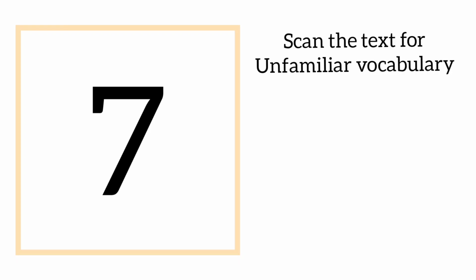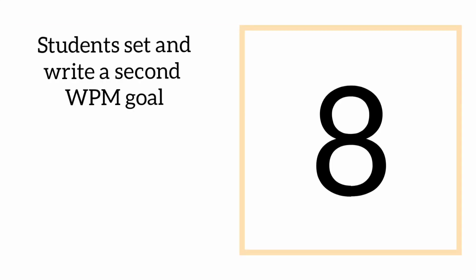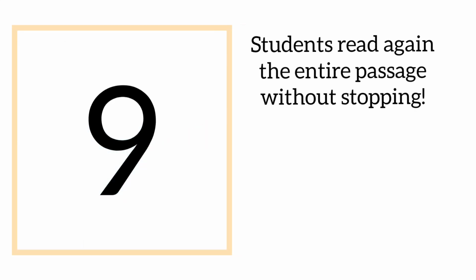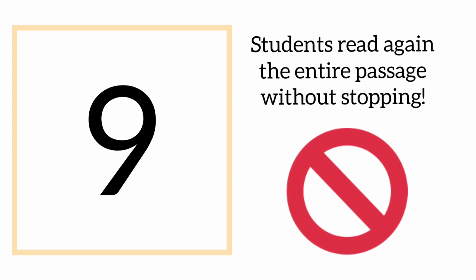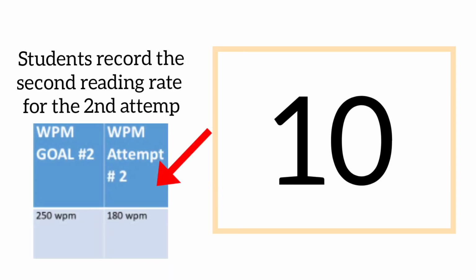Number 7, they have to scan the text for unfamiliar vocabulary. Look up the definitions and record new words. Number 8, students set and write a second words per minute goal. Number 9, students read again the entire passage silently and quickly without stopping. Number 10, students record the second reading rate for the second words per minute attempt.